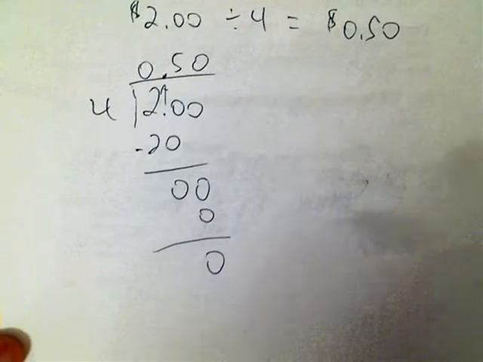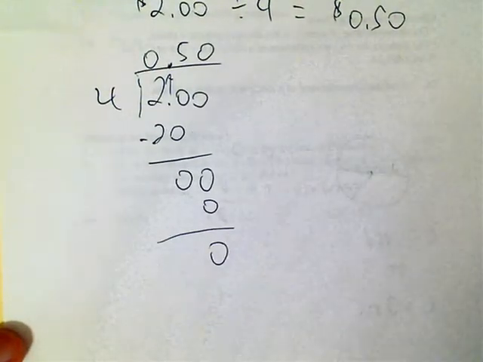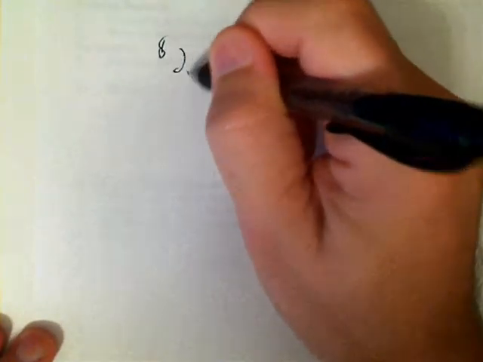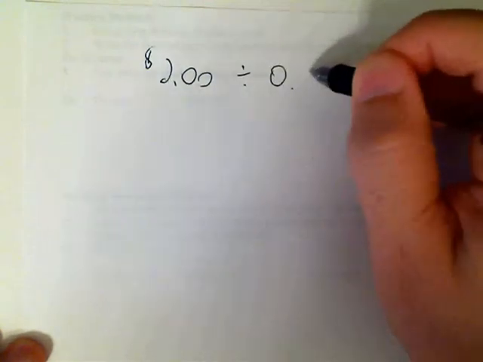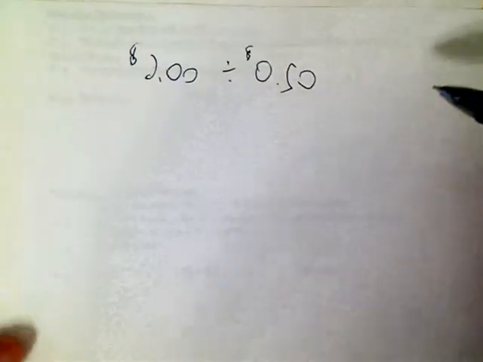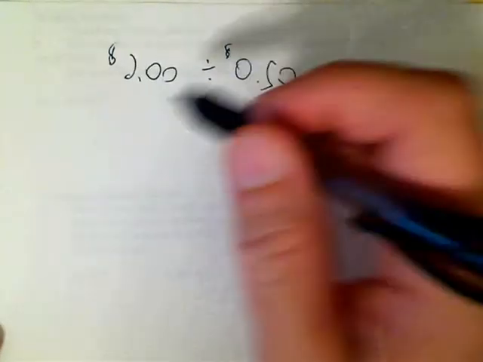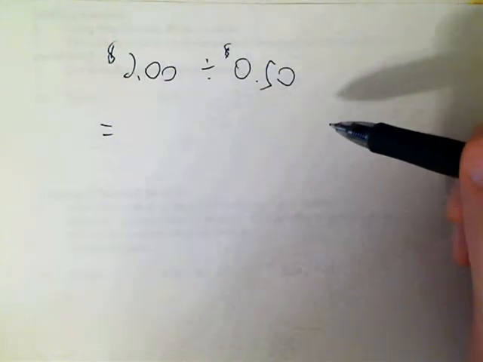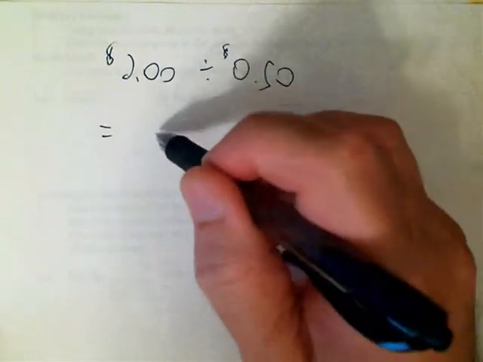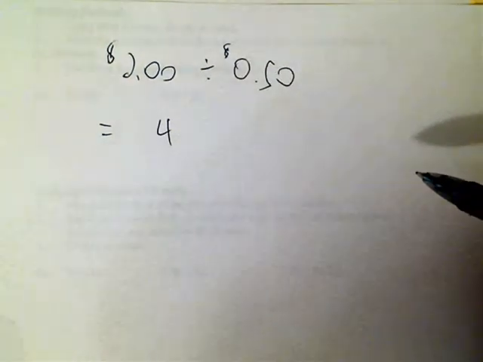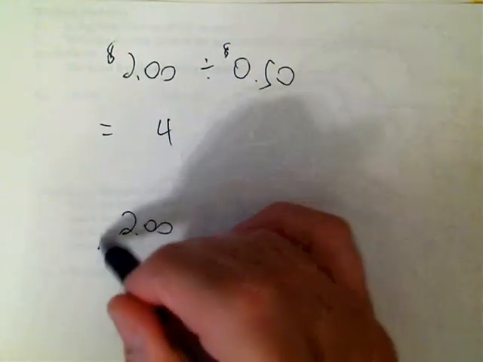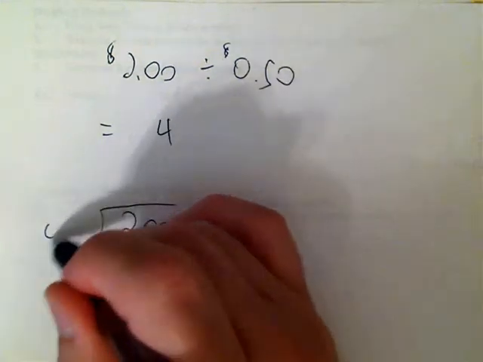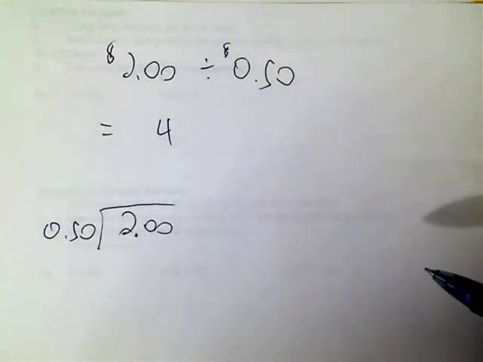Now let's say that we take the same $2 and we're going to divide by 50 cents. Now what we're asking when you're being asked this question is, how many 50 cents are there in $2? Well, most people know there's 4 50-cent pieces that make up $2. Let's do this one by long division. 2.00 divided by 0.50. Let's ignore the decimals.